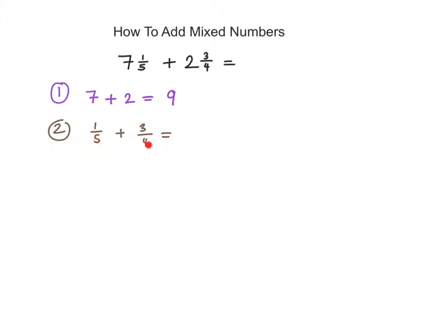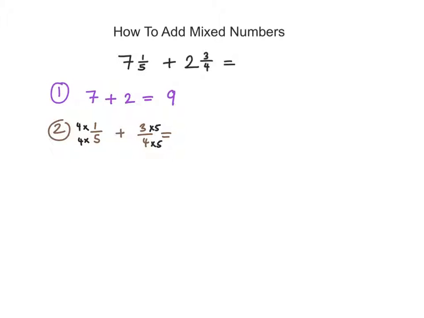Well, the denominators are not the same, so I need to make the denominators the same by finding the lowest common multiple. The lowest common multiple of 5 and 4 is 20. How can I make this into a 20? I need to multiply it by 4. If I multiply the denominator by 4, I must multiply the numerator by 4 to keep the fraction consistent. And then this one, to make that into 20, I need to multiply that by 5. And I must do the same to the numerator.